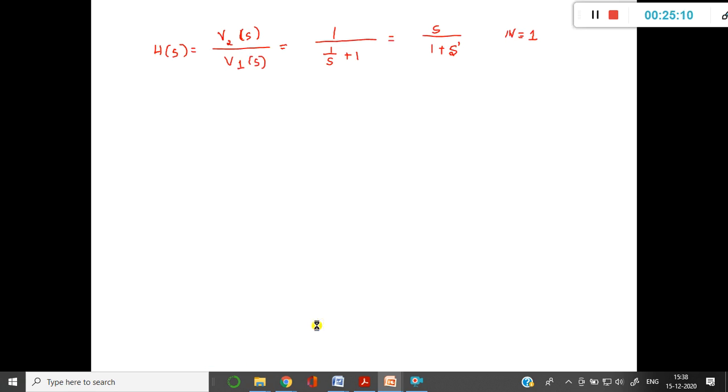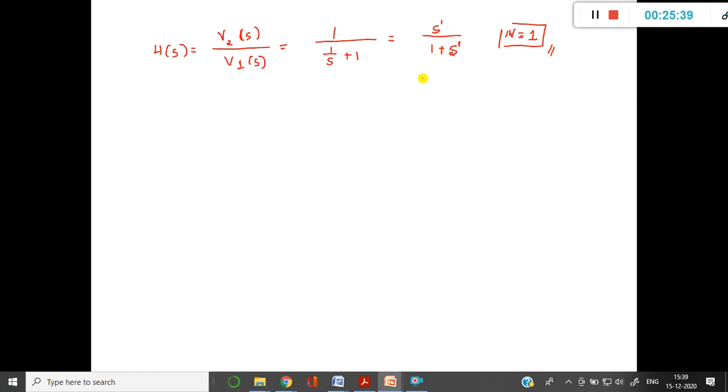So now moving further, H(s) equals output by input, V2(s) divided by V1(s), that is equal to 1 divided by (1/s plus 1). So when you solve this, you are going to get s divided by 1 plus s. So again by the equation I can see that the order of the filter is 1, because s to the power of 1 is in the numerator as well as in the denominator.